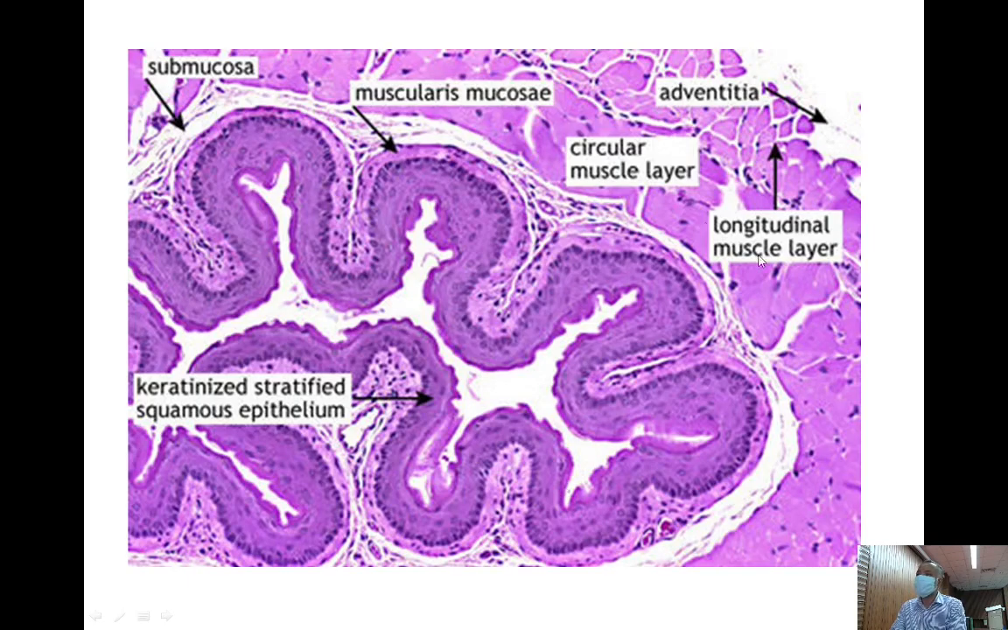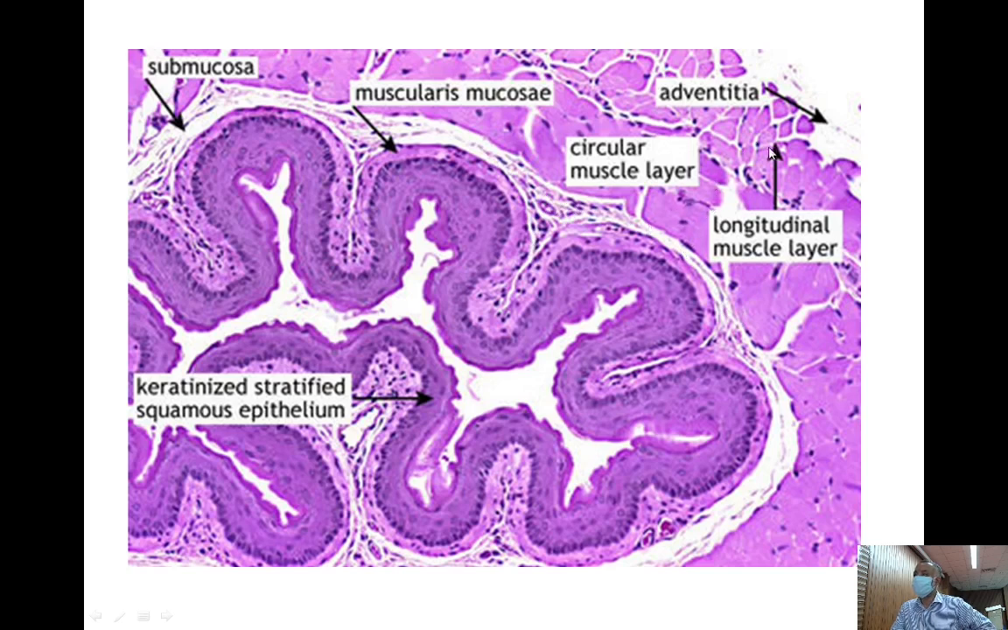Clear? This is another picture. This is the lining epithelium. Then this is our muscularis mucosae, this thin layer. Then this is our submucosa, and in the submucosa some glands are present. Then outer to that are the muscle fibers.